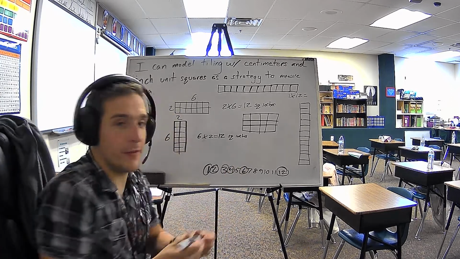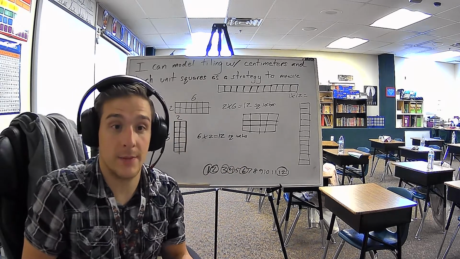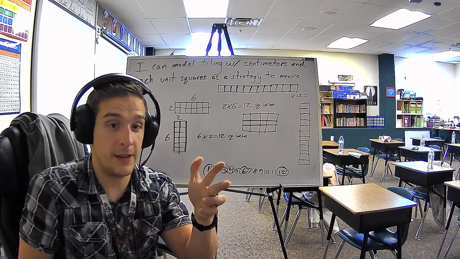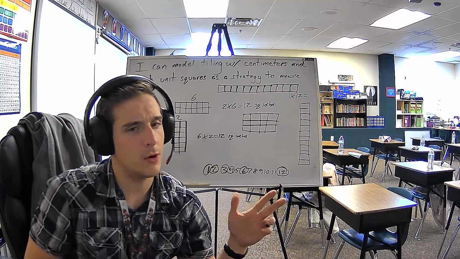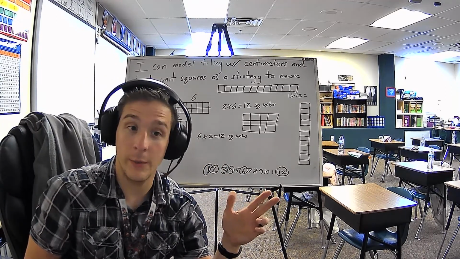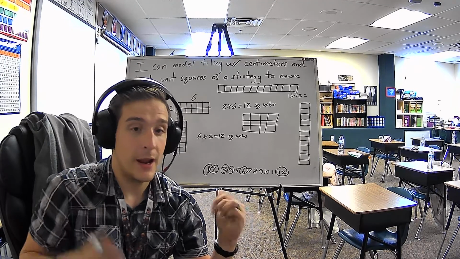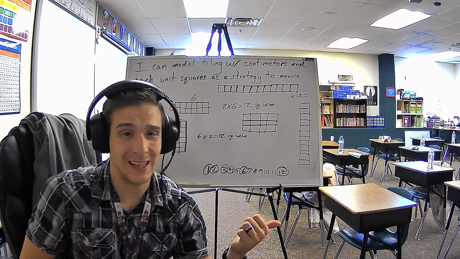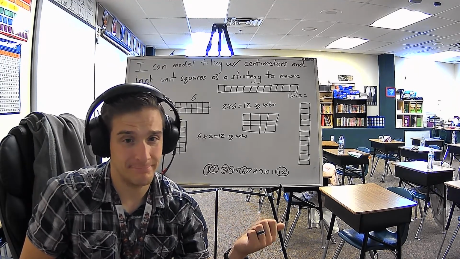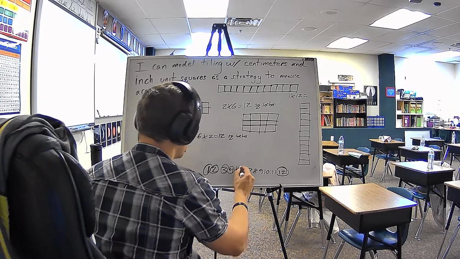Now, 5, does 5 times anything equal 12? Well, let's skip count. 5, 10, 15. All right, so did we hit 12? No. Did we go over 12? Yes. And so the closest one's 10, but is 10 12? No. So 5 doesn't work.